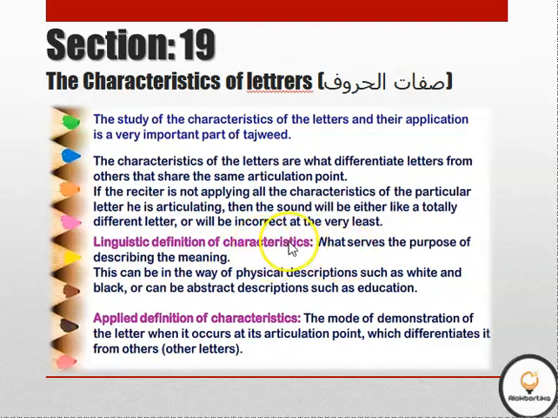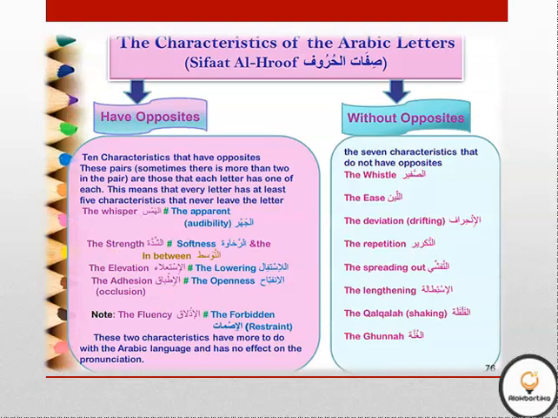Linguistic definition of the characteristics, sifat: what serves the purpose of describing the meaning. This can be physical descriptions such as white or black, or abstract descriptions such as education. The applied definition is the mode of demonstration of the letter which occurs at its articulation point, which differentiates it from other letters. So the sifat have been divided into two classes: the sifat which have opposites and the sifat which do not have opposites.